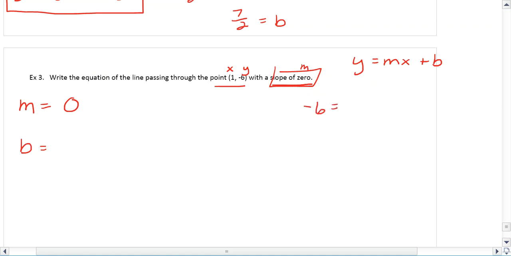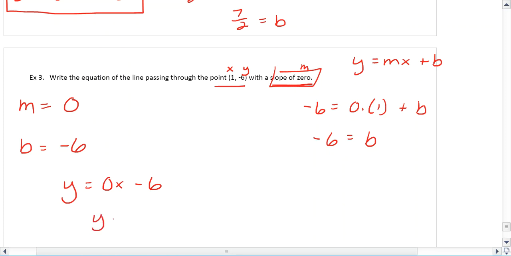So that gives me -6 equals 0 times 1 plus b. Well, 0 times 1 is nothing, so that leaves me with -6 equals b. So now I have my slope and my y-intercept. I can write y equals 0x minus 6. And usually we don't write the 0x. We just simplify this down to y equals -6. And that's the equation of the line.